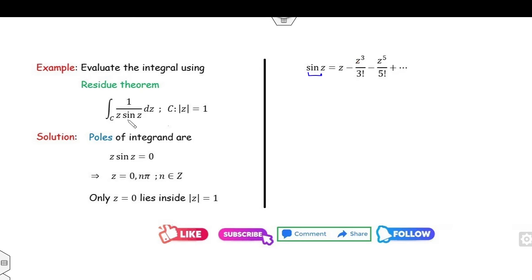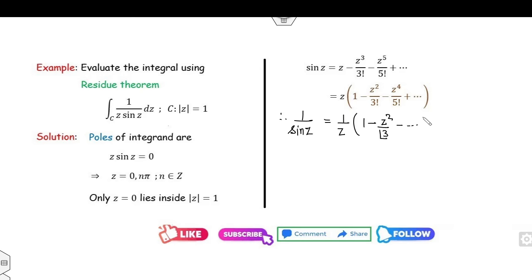Because sine of z appears in the denominator, I can take z as common. Whenever that special function is written in the denominator, your target is to make the first term a 1. Then 1 minus z squared over 3 factorial and so on. Therefore, what is the value of 1 over sin z? I can take the reciprocal. It is 1 over 1 minus z squared over 3 factorial minus and so on. I can take it as a negative 1.